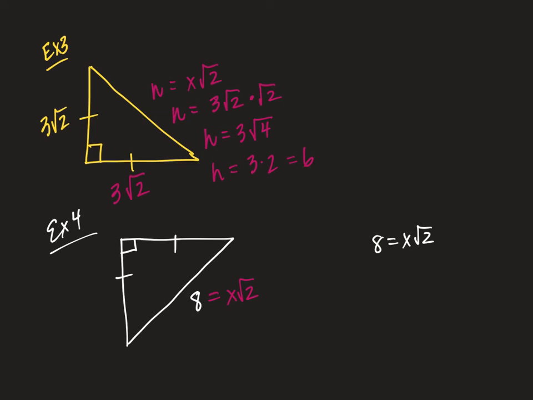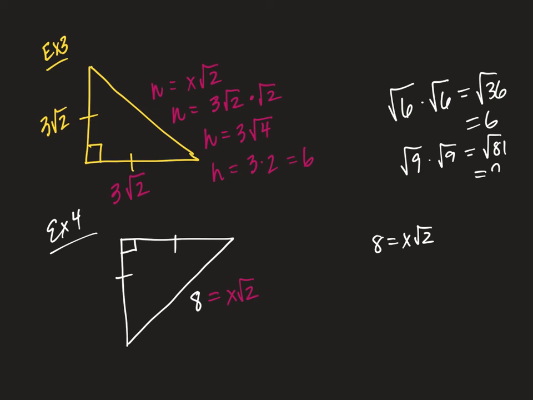Now you can either divide by radical 2 on both sides, or we know if we multiply a radical by itself, we just get the radicand. For example, if I multiply radical 6 times radical 6, that's radical 36, or just 6. Or if I multiply radical 9 times radical 9, that's just radical 81, which is just 9. So when I multiply two radicals that are the same, I just get the radicand, or the number underneath.